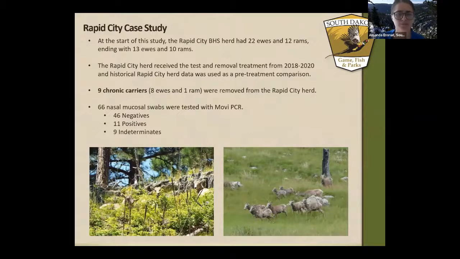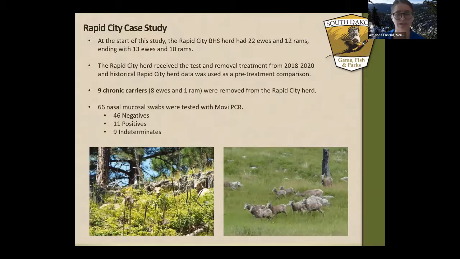At the start of the study, the Rapid City Bighorn sheep herd had 22 ewes and 12 rams, and we ended with 13 ewes and 10 rams, and that's only counting the yearlings and adults. There are actually 2 subherds that make up the Rapid City herd, so that's Rapid Creek and Spring Creek. They have the potential to commingle, but very rarely do. The Rapid City herd received the test and removal treatment from 2018 to 2020, and historical Rapid City herd data was used as a pre-treatment comparison.